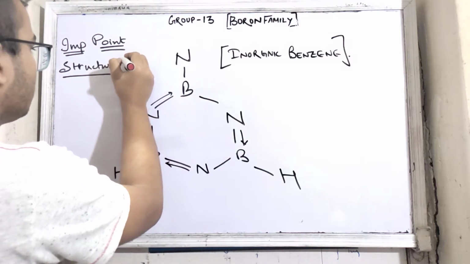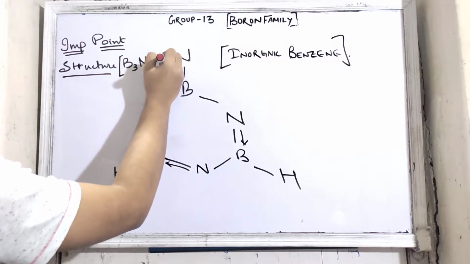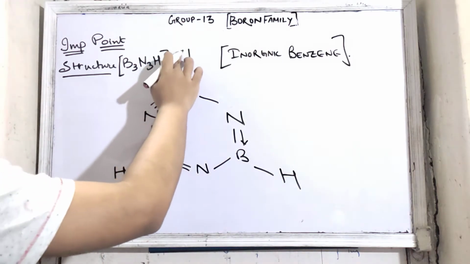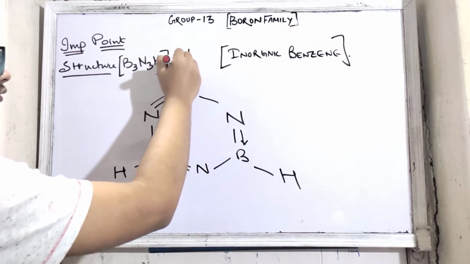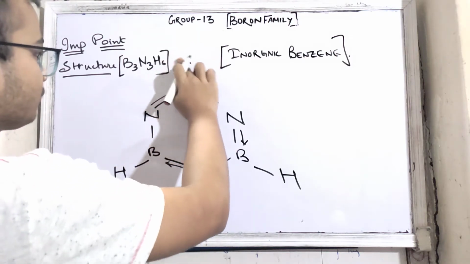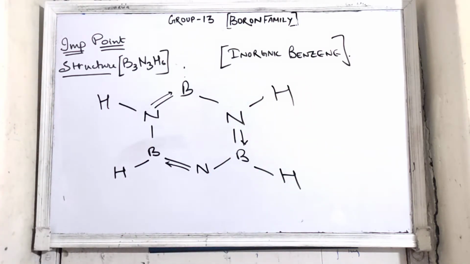Structure. B3N3H6. So this is the structure. I'm sorry, this will be H. So this is the structure of your inorganic benzene, which is B3N3H6, right? Oops, I made a mistake. Hydrogen bonds will be here. So this is the structure of your inorganic benzene. Note it down.